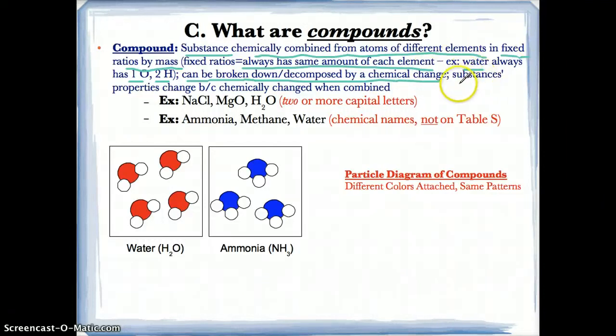More specifically, you can break them down to the elements that made them up. Finally, what I want you to know is that since compounds contain atoms of different elements chemically combining in fixed ratios, the substance's properties change. The reason why the substance's properties change is because they're chemically changed when combined. So let me talk about that using a more practical example. But for now, just know that substances' properties change because atoms of different elements are chemically changed when they're combined.